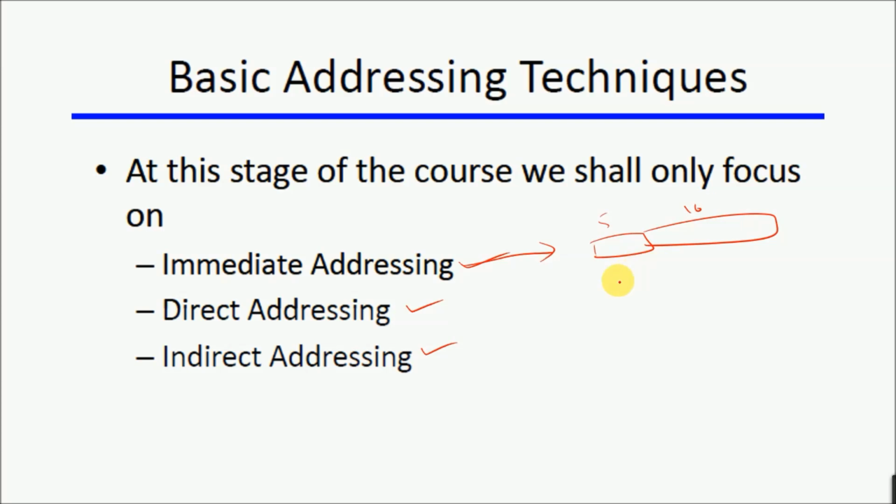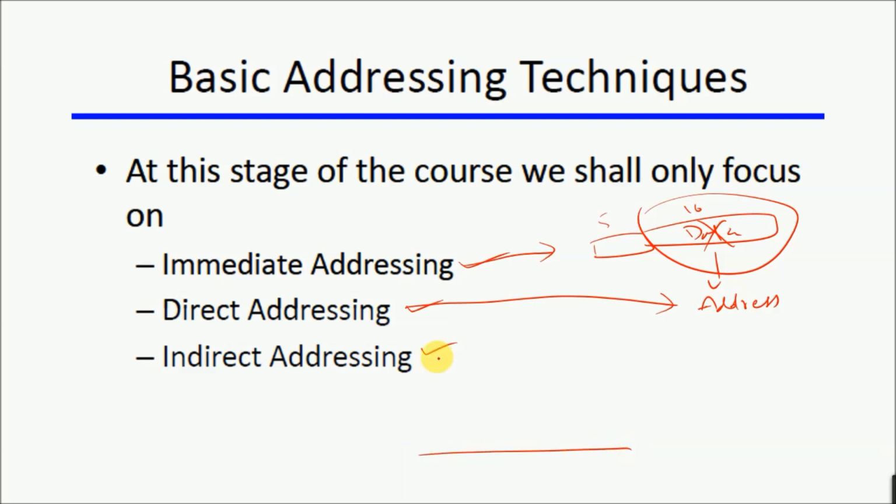But if our data is 16-bit and our instruction is 16-bit, we cannot put the data itself in here. And as we said, we are putting the address of the data, which is smaller than the data itself, in this position of the operand. And that is what we call direct addressing. Direct addressing means that the data is not included in the instruction, rather the address of the data is included in the instruction, while indirect addressing is sort of use of pointers. So let's discuss each of them one by one.